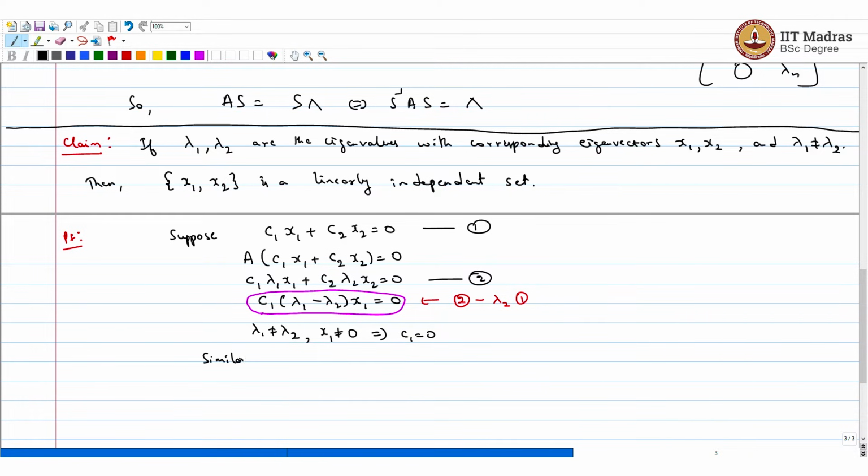Similarly, it can be argued that C2 is also 0. It just implies x1, x2 is a linearly independent set.